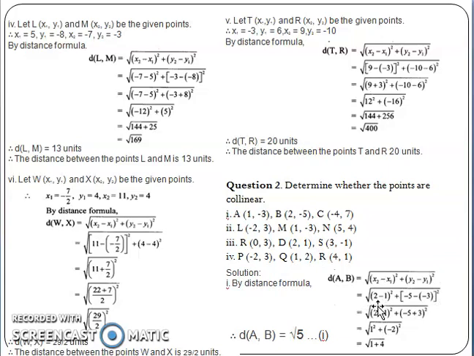So x2 is here what? 2. So 2 minus 1 whole square plus minus 5 minus 3 of minus 3 whole square. Minus of minus 3 we will get here. So 2 minus 1 whole square plus minus 5 plus 3 whole square. That means 1 square plus minus 2 whole square, that is equal to root over of 1 plus 5. So we are getting distance of AB equals root 5.